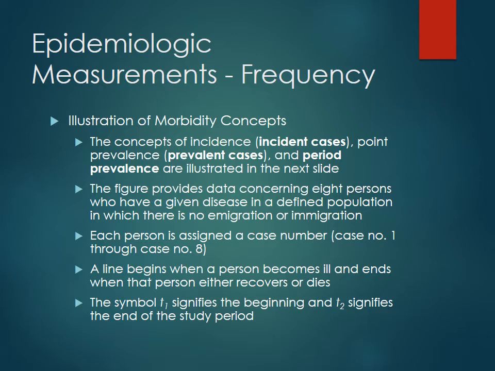Yeah, so no one moved in, no one moved out. These are the same 8 people throughout the whole time, right? That's important because that can change your denominator over time. It can change your numerator as well if you have people who have the disease that fall out of the study period because they move out of whatever reportable area. Say you're looking at a certain area of the country and they move out of that, then you're not really able to track them any further. So a line will begin when the person becomes ill, and it ends when that person either recovers or they die. And then the symbol T1 is going to signify the beginning, and T2 will be signifying the end of the study period, or Terminator 2, whichever one you prefer. Just kidding. T2 is the end of the study period.